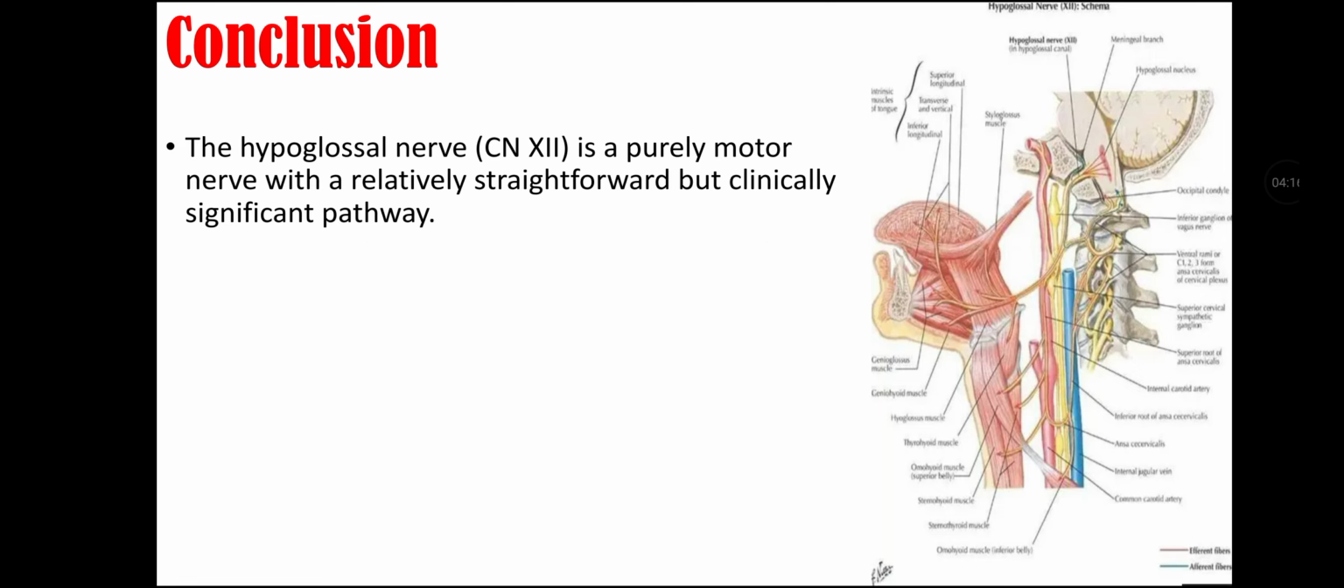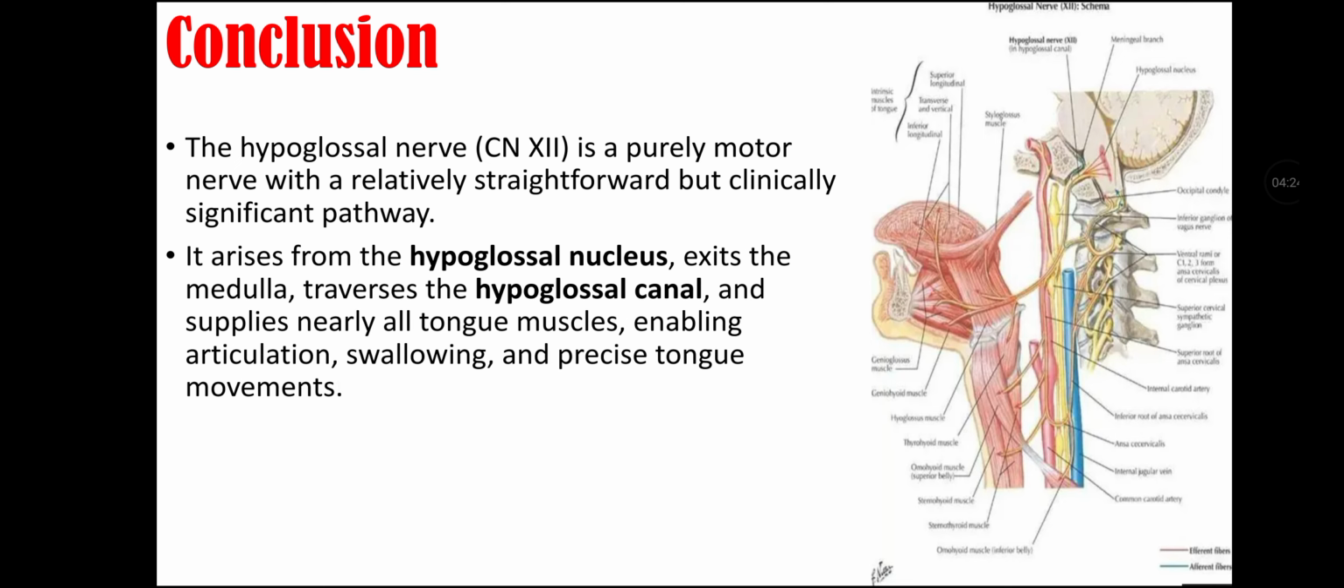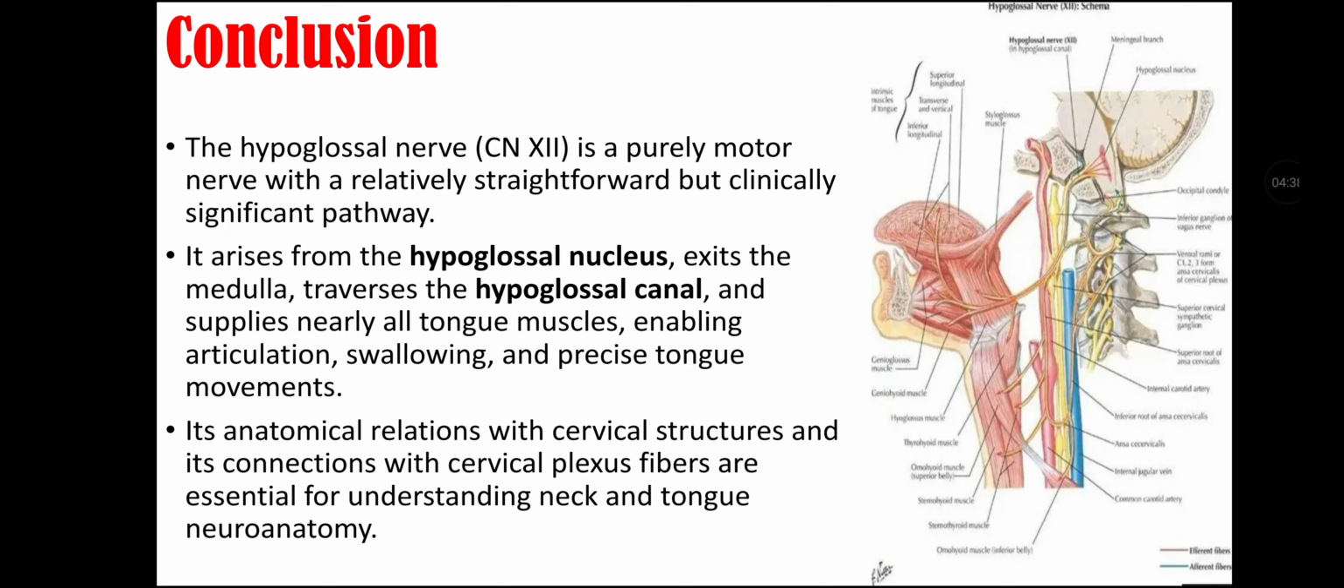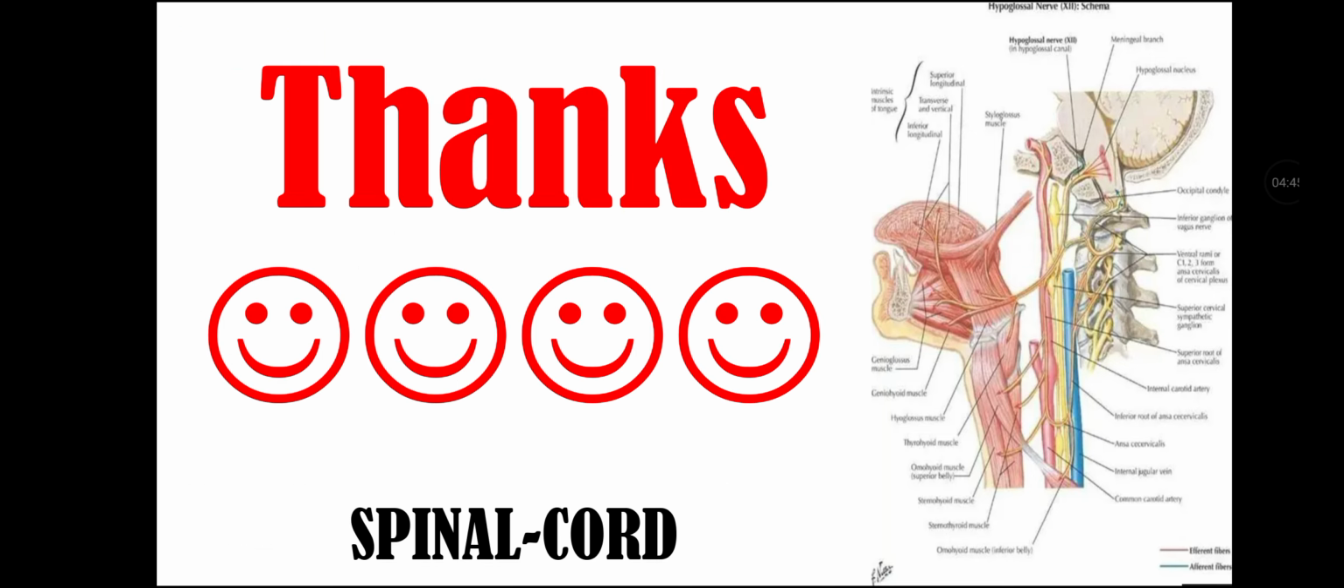Conclusion of this lecture video. Hypoglossal nerve is a purely motor nerve with a relatively straightforward but clinically significant pathway. It arises from the hypoglossal nucleus, exits the medulla, traverses the hypoglossal canal, and supplies nearly all muscles of the tongue, enabling articulation, swallowing, and precise tongue movements. Its anatomical relation with cervical structures and its connection with cervical plexus fibers are essential for understanding neck and tongue neuroanatomy. And this was all about hypoglossal nerve pathway.